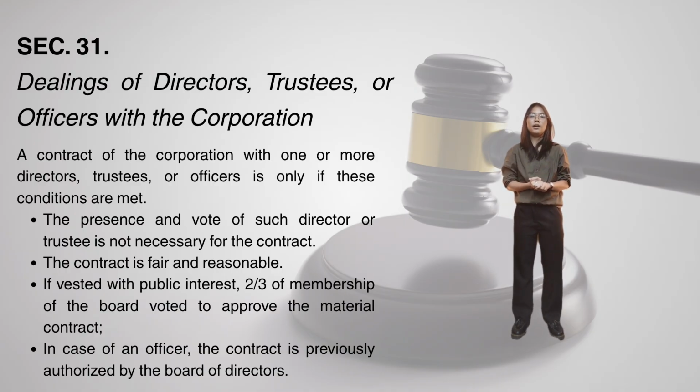For example, a director sells office equipment to the corporation. The contract is valid if he did not vote for it, the price is fair, and the board approved it properly.